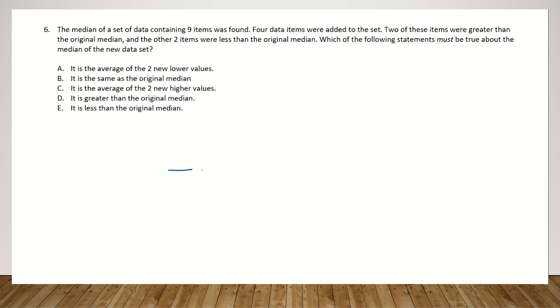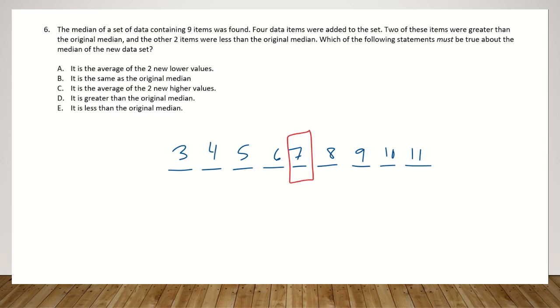So we have 9 items, right? And then we're gonna figure out the median. So let's just write these in. Remember, when you find the median, your data items have to be in order. So let's just write the items in order, right? Okay, so there's 9 items. Now we find the median, the number that's physically in the middle. So you can see that there's 4 numbers to the left of that, 4 numbers to the right. That's the median. Okay, now we're going to add on 2 items.